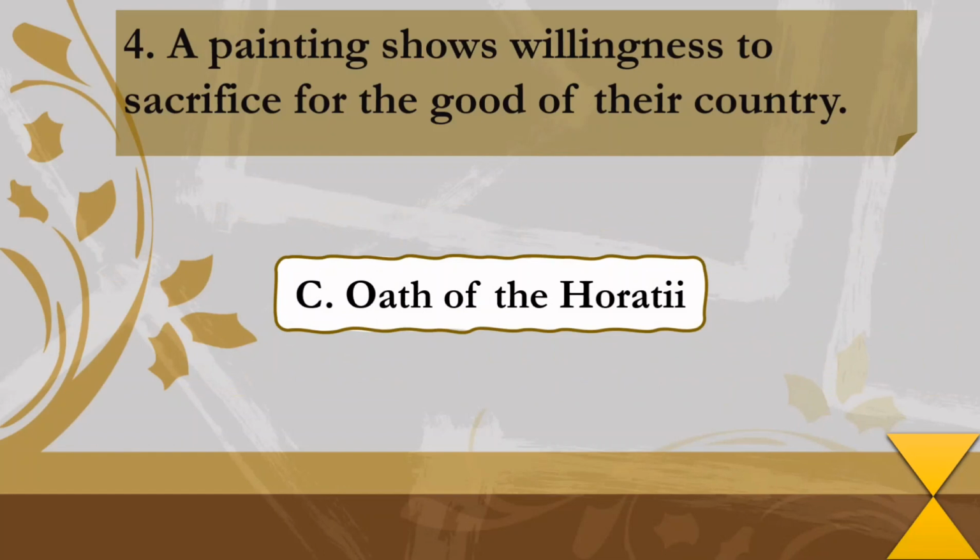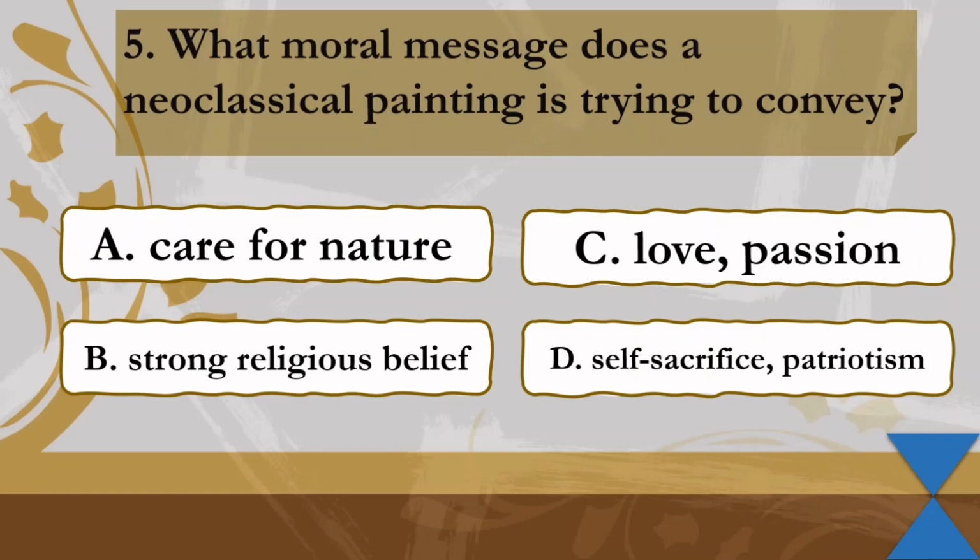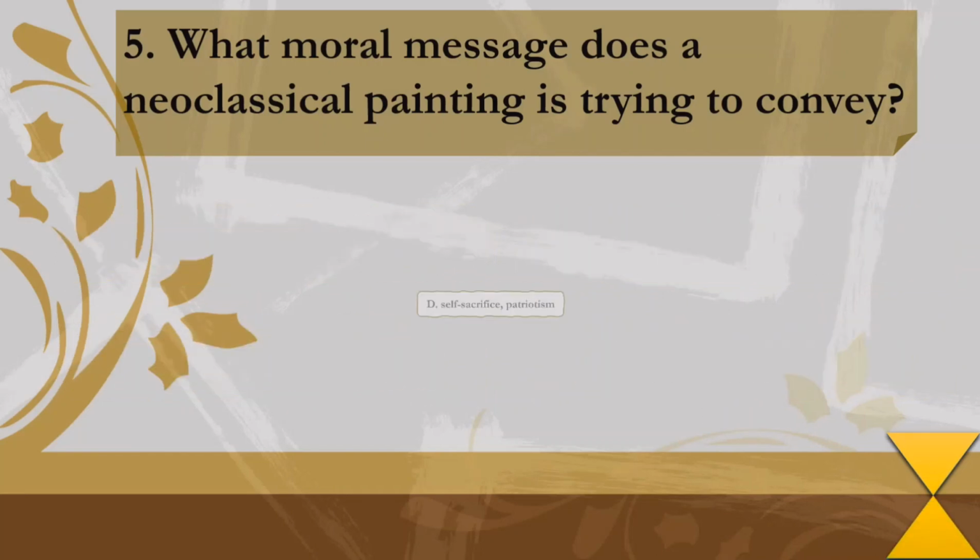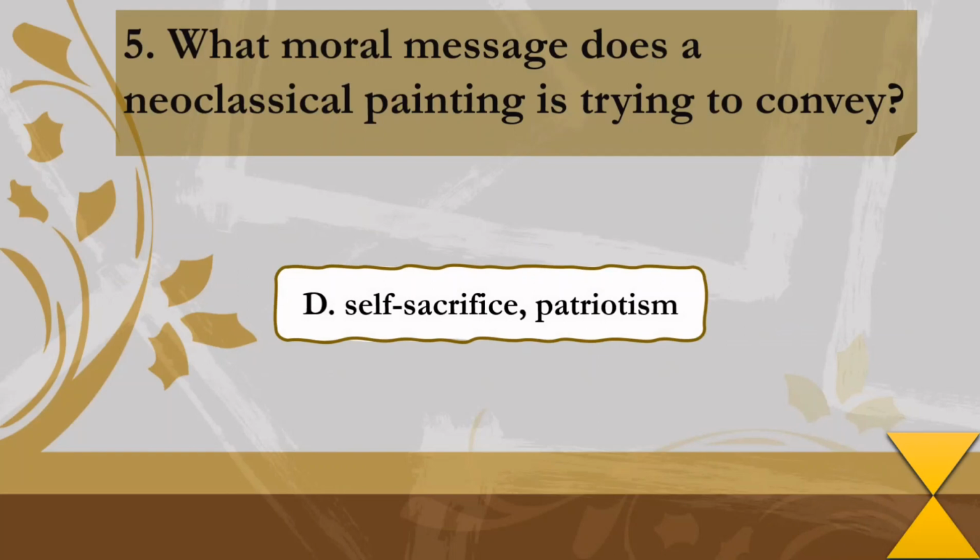The correct answer is C. Oath of the Horatii. 5. What moral message is a neoclassical painting trying to convey? A. Care for nature. B. Strong religious belief. C. Love, passion. D. Self-sacrifice, patriotism. The correct answer is D.